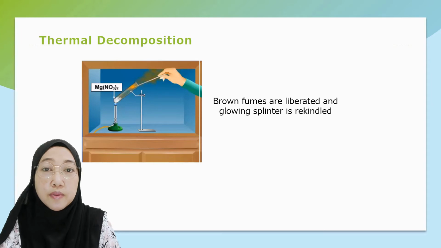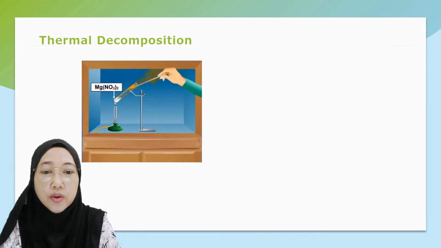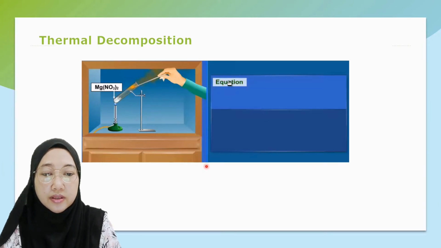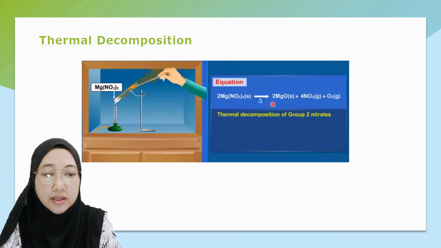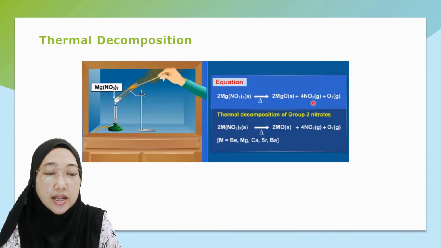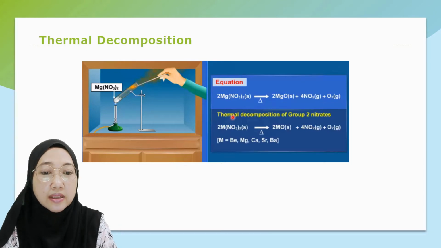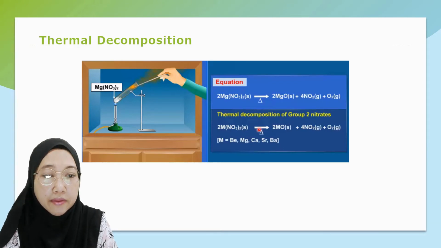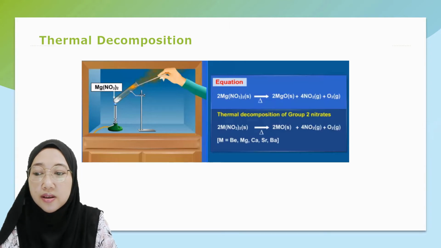So, what are the products formed from this reaction? We look at the equation. From magnesium nitrate, we can get magnesium oxide, nitrogen dioxide gas, and oxygen gas. Jadi yang brown fumes tadi tu ialah nitrogen dioxide gas. Dia ada produce oxygen gas, ini yang menyebabkan glowing splinter tadi menyala. So for the thermal decomposition of group 2 nitrates, M represents the group 2 elements. M can be beryllium, magnesium, calcium, strontium, or barium. So this is the general equation of thermal decomposition of group 2 nitrates.